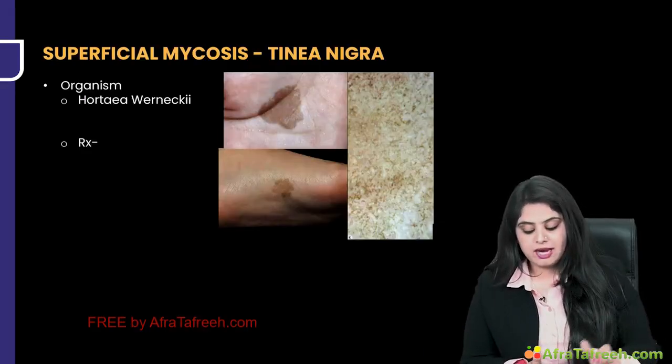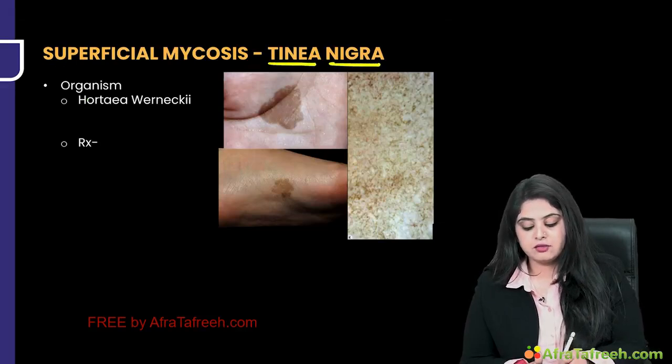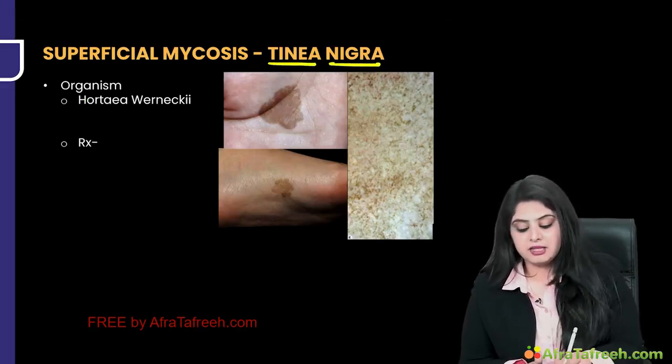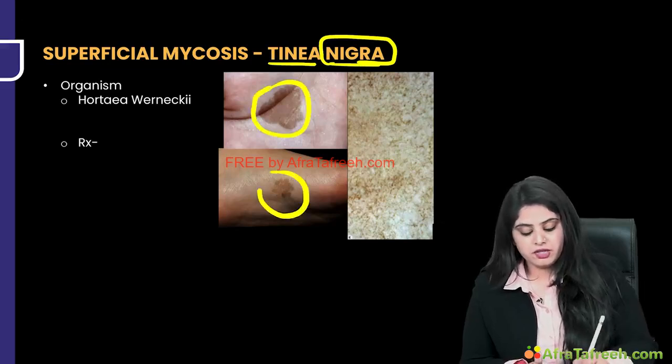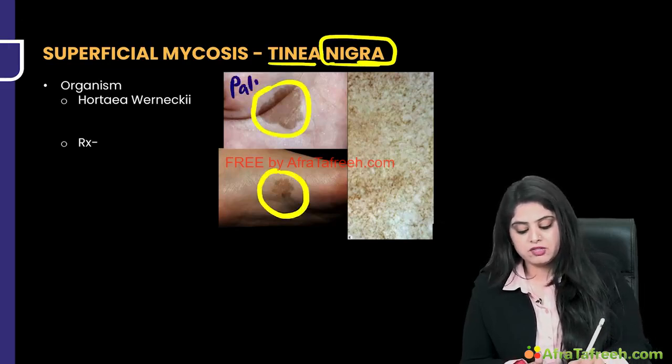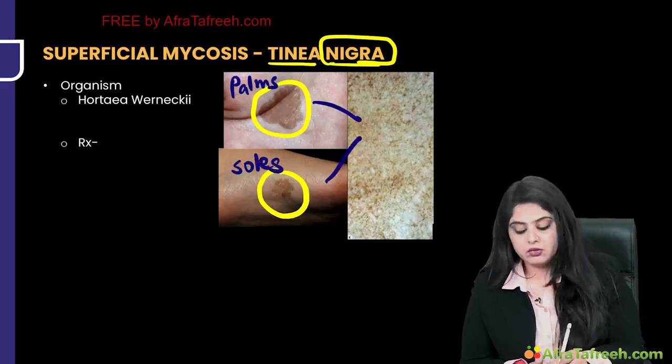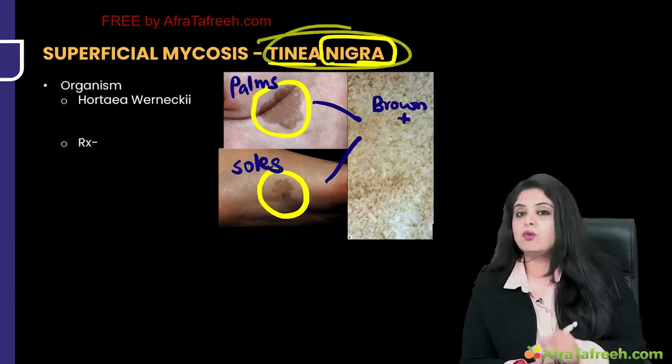The second one that you had in superficial were the different tinea. So first, tinea nigra. Nigra means there's going to be something black. Of course, I can see a brownish lesion over here and over here. So there are brownish patches that you see on the palms and the soles. And when you look at it under the microscope, of course, you can see the brown color over here also. So what is this tinea nigra?